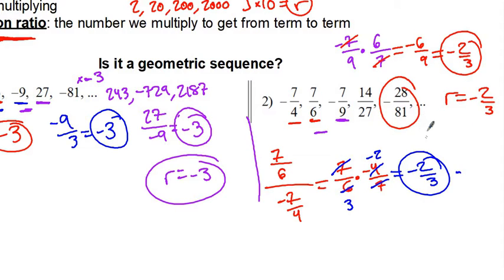And if we wanted to get the next term, we could do -28/81 times -2/3. The negatives will cancel, and I think that's as much as we can simplify. So 2 times 28 would be 56. 3 times 81 would be 243. So that would be the next term. So that is how we tell if something is a geometric sequence or not.